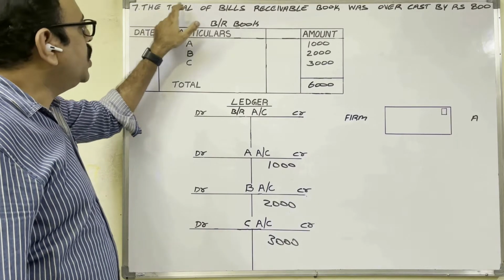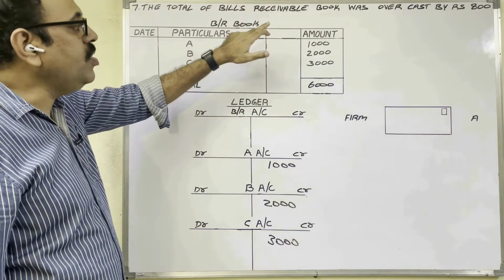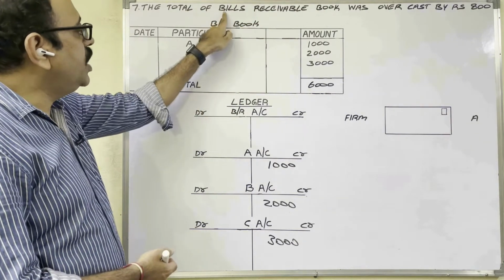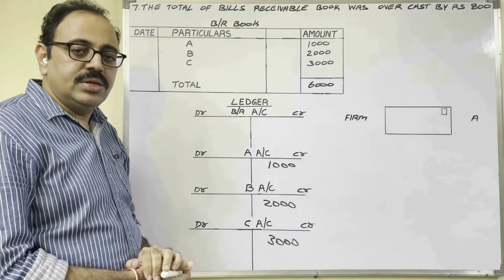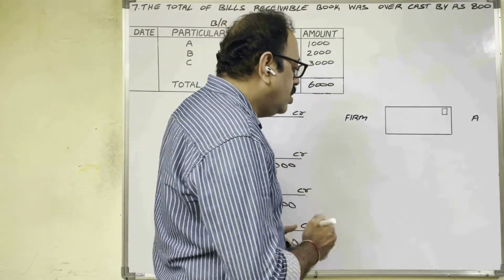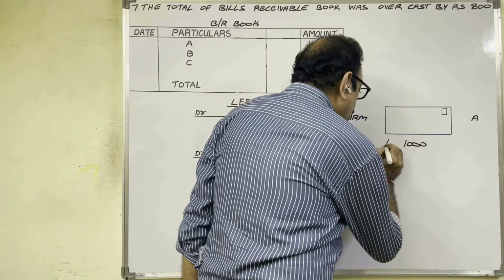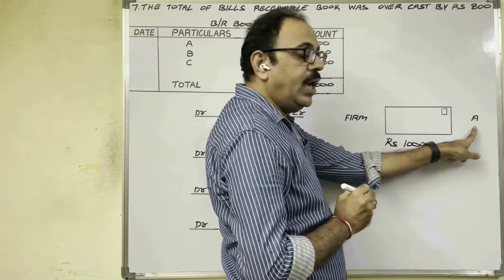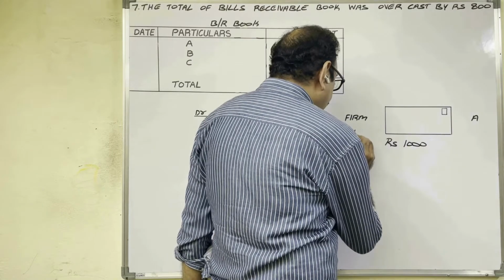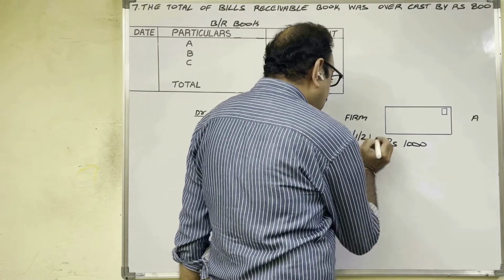Seventh point, the total of bills receivable book was overcast by 800 rupees. Let us see the meaning of the bills receivable word. Suppose the firm sold 1,000 worth of goods to A on credit, say on 1st January 2021.